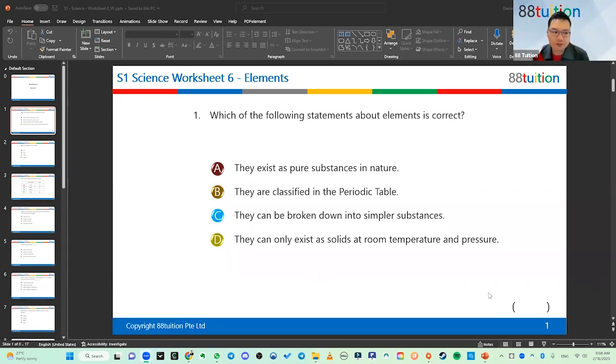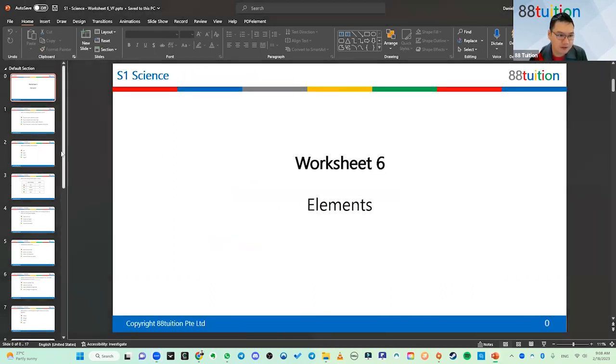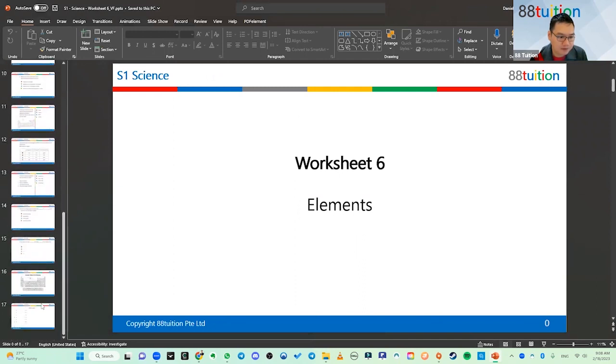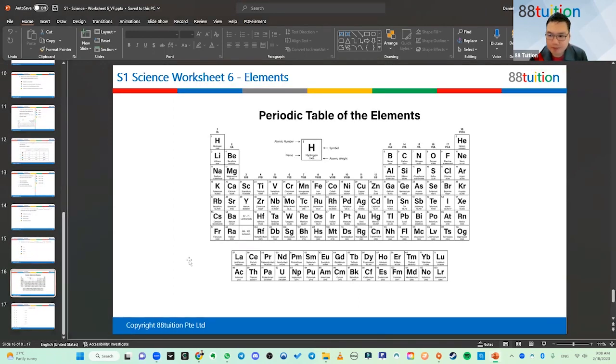Periodic table. Have you learned about the periodic table? Haven't yet. So let me see if there's a periodic table here. There's a periodic table. This one. Have you learned about this table before? The periodic table of elements. You all need to respond to me, otherwise I'm like talking to myself. Okay, unmute yourself and respond. Haven't learned before.